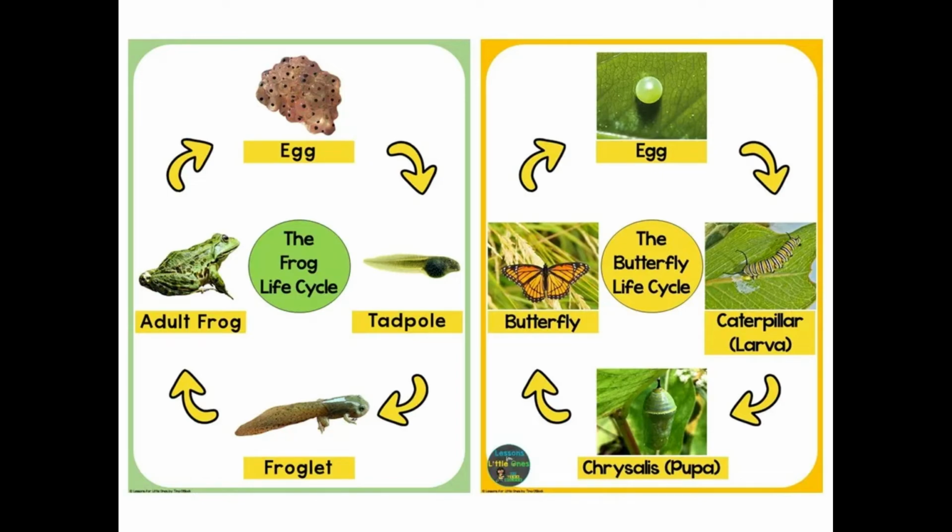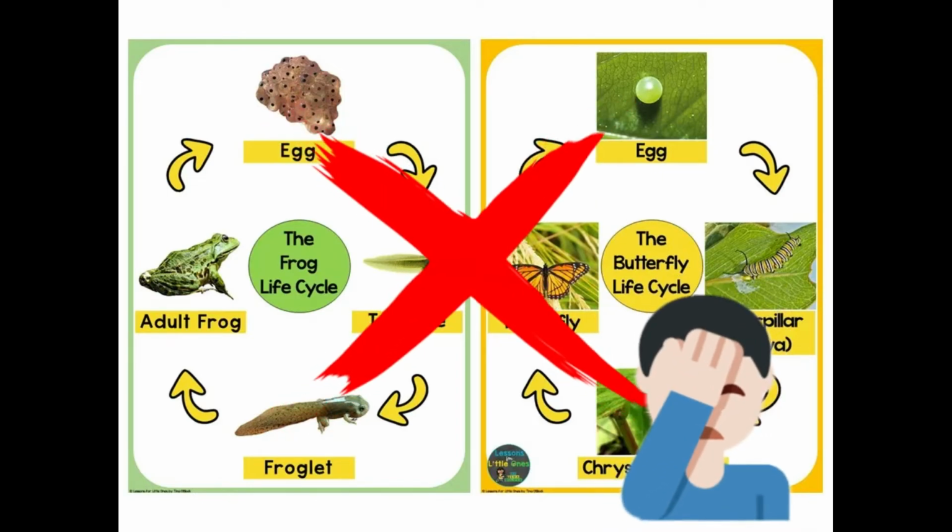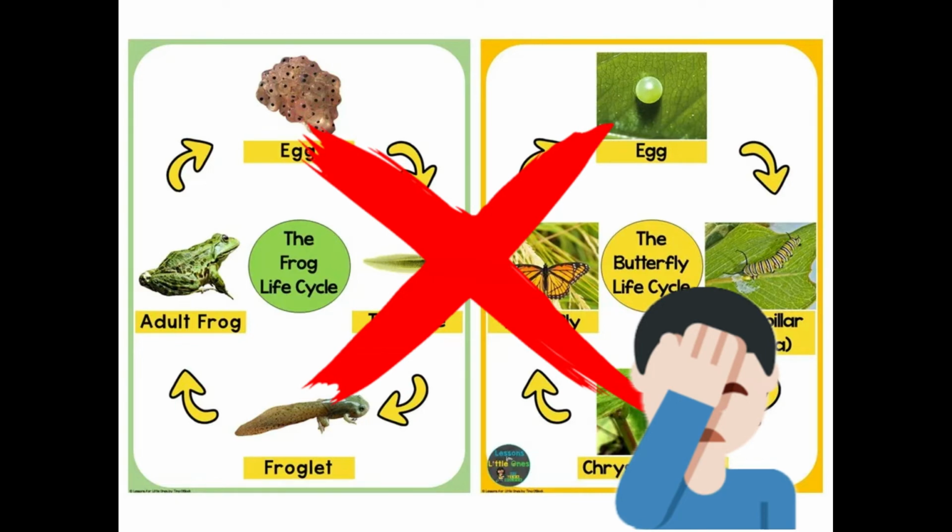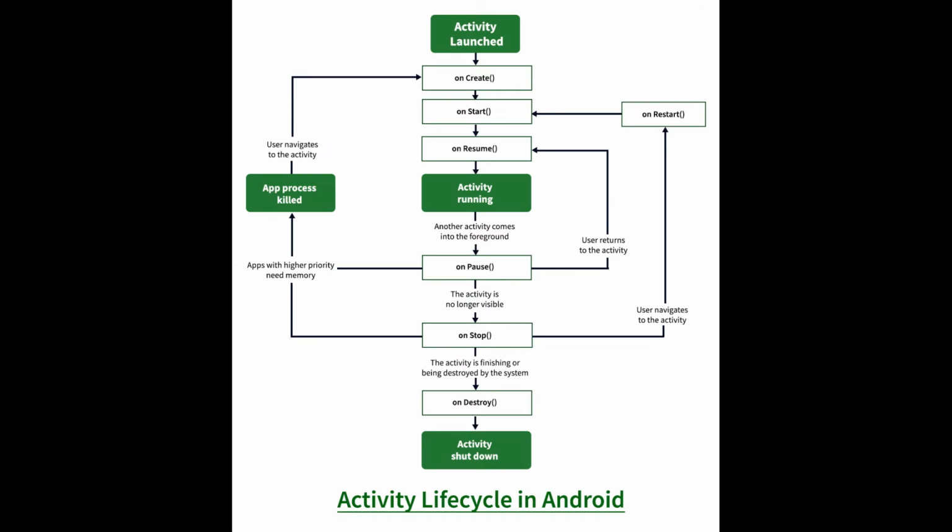What is a life cycle, you might be wondering? And no, it has nothing to do with the life cycle of a frog or a butterfly, but it's quite similar. Life cycle of an activity starts with the onCreate method and ends at onDestroy method. These are basically lifecycle callbacks that allow an activity to know that a state has changed. That is, the system is creating, stopping, or resuming an activity, or destroying the process in which the activity resides.